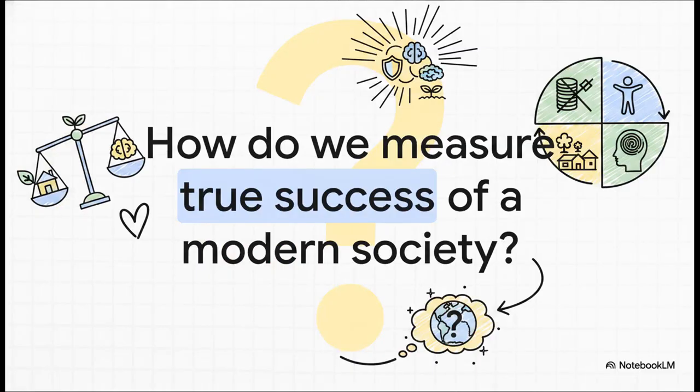So, as we wrap up this explainer, I want to leave you with something to really chew on. If we completely shifted our global focus away from mere financial accumulation and instead focused on guaranteed basic rights, local self-reliance, and mental fulfillment, how would we measure the true success of a modern society? It's a profound question raised by the Prout framework, and it definitely challenges the very foundation of our future.